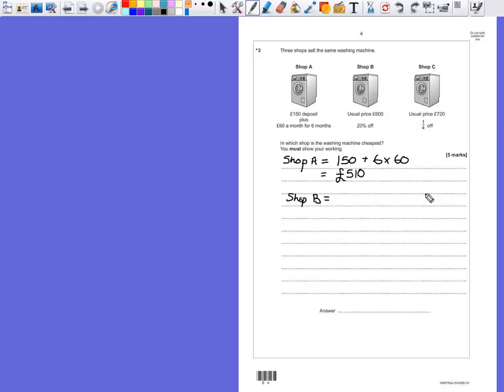So using the right hand side of the page here, 10% of that original value is 600 divided by 10, so that's £60. That must make that 20% equal to 120. To find the new price then, we have 600, but we take away that saving of £120, meaning shop B is only going to charge £480.